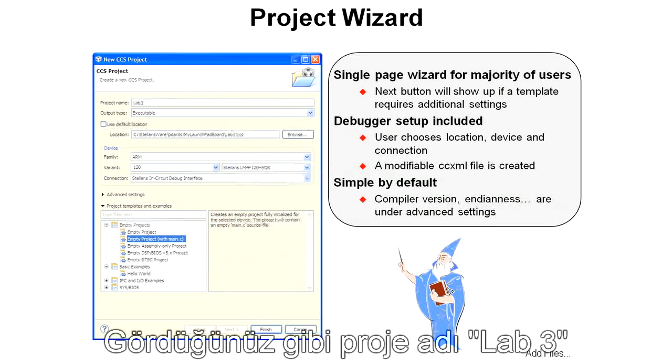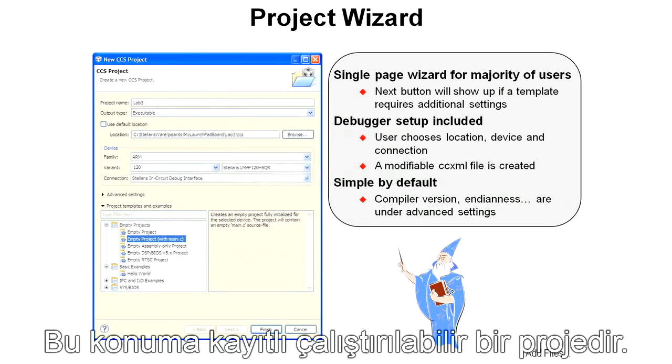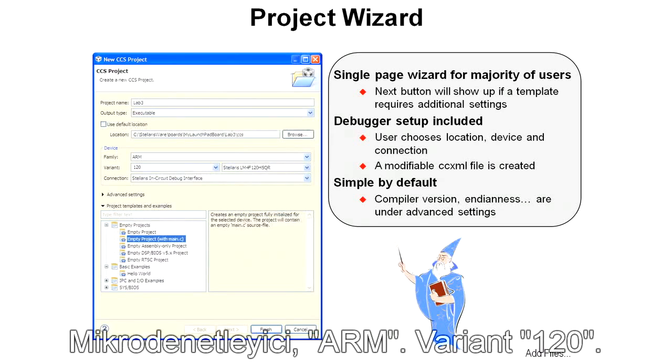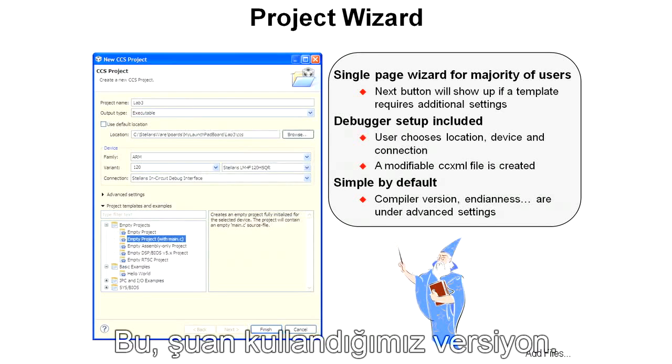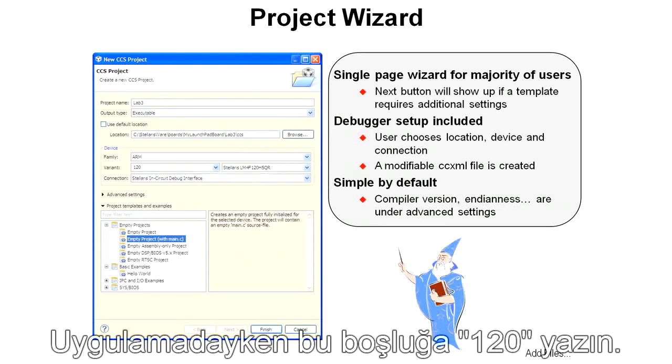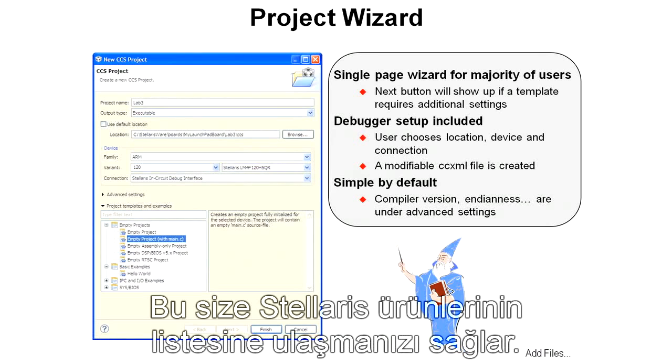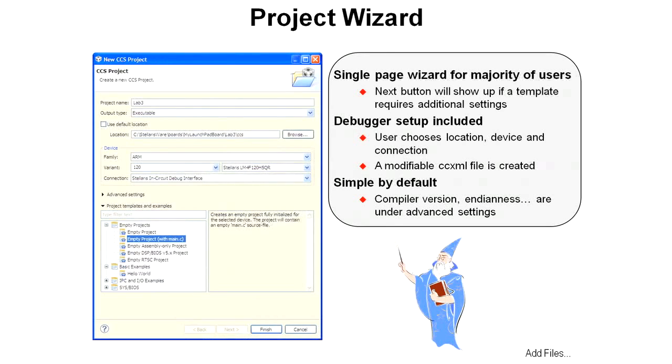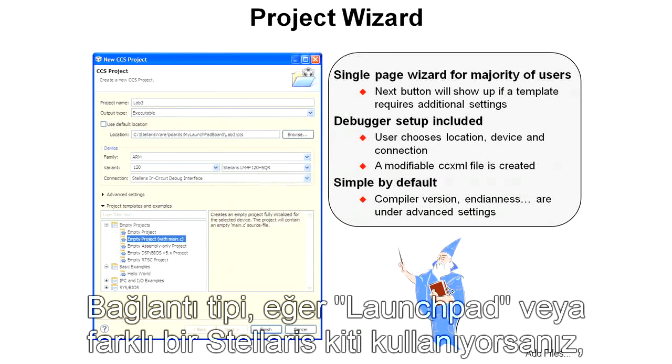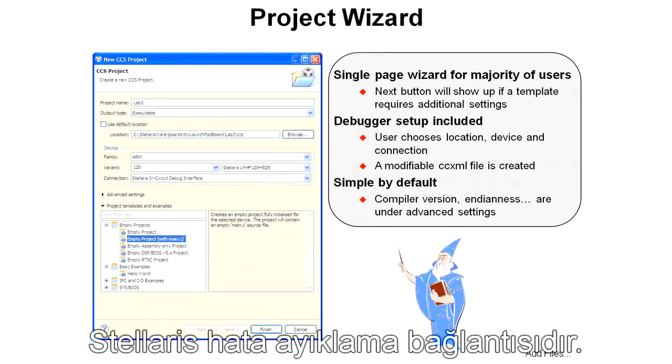So you can see the project type at the top is, in this case, Lab 3. It's an executable project type. I've located it in this location. The family is ARM. The variant is the 120. That's the version that we're working with now. When you're in the labs, you just type into this variant space and it will bring up your parts out of a long list of Stellaris devices. So we've picked the LM4F120H5QR over there on the right. The connection type, if we're using the Launchpad or any of the other Stellaris boards, it's the Stellaris in-circuit debug interface.